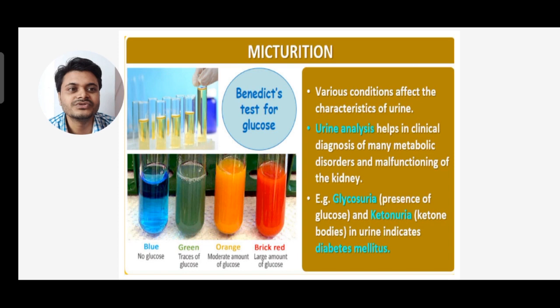For example, glycosuria is the presence of glucose, and ketonuria is the presence of ketone bodies in urine. This indicates diabetes mellitus.